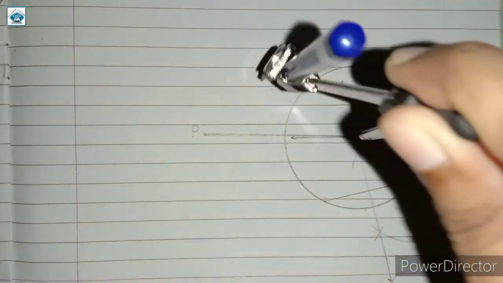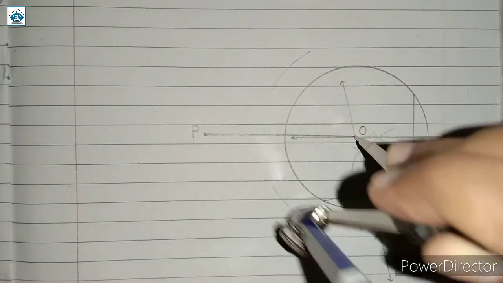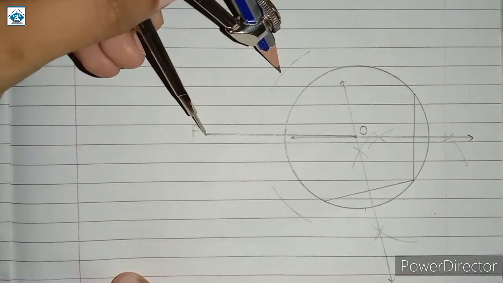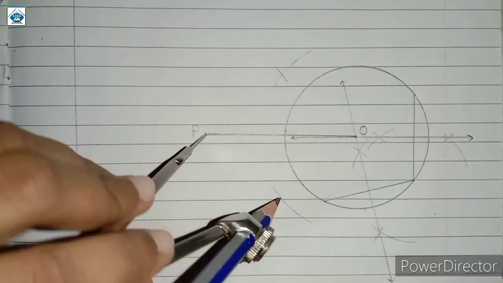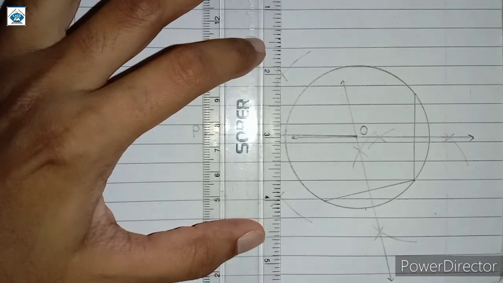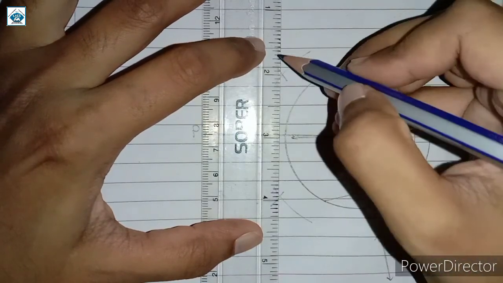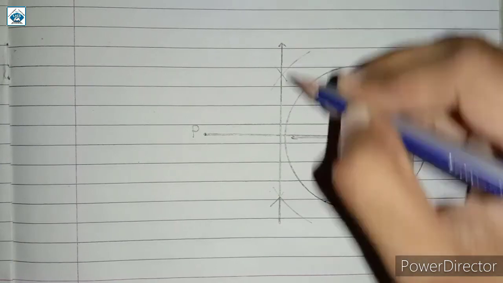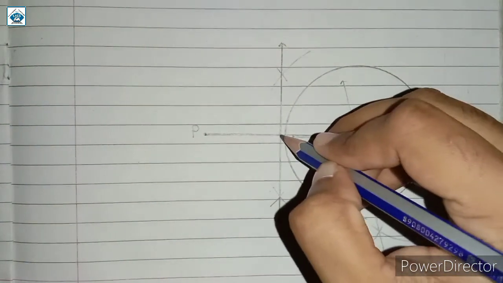So we are going to draw an arc upwards and downwards from point O, and similarly we are going to construct another pair of arcs to find the point of intersection like this and join them like so, to get the perpendicular bisector.